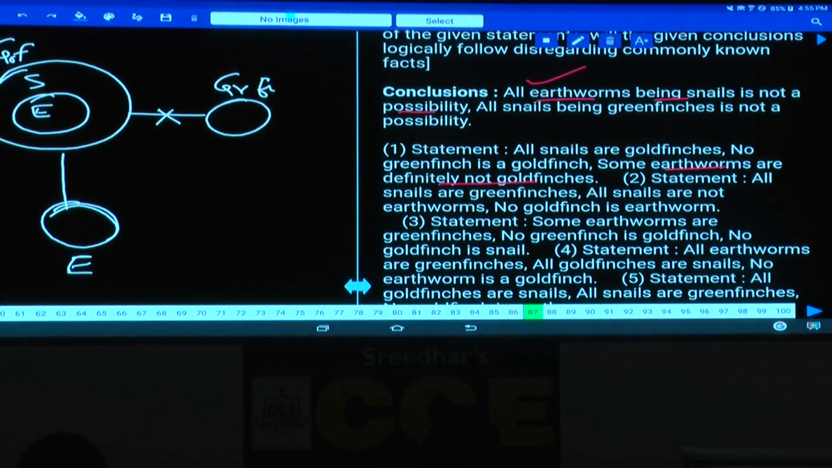All snails are greenfinches is not at all possible. No, sir. Greenfinch is here, snail is here. No, sir. All snails are green. Can I draw my snail like this? No. Hence it is not at all possible. Hence both the conclusions follow. That is choice one.